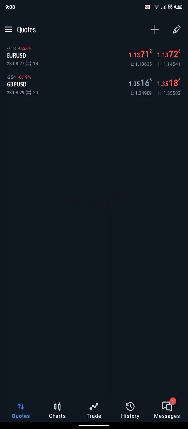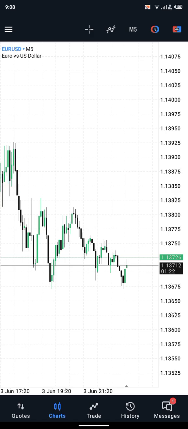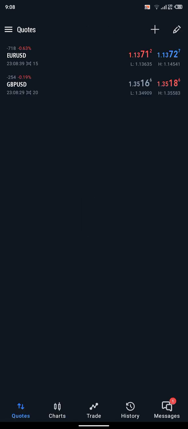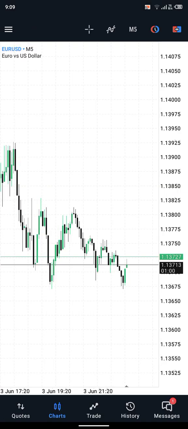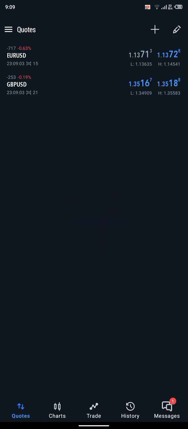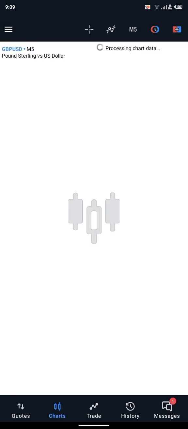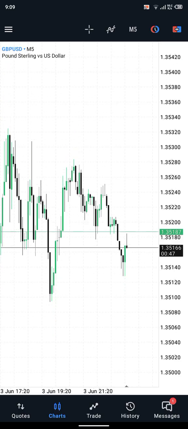So your chart, there are multiple ways you can come to this chart place. You can also just tap on any of the pairs and then this list will come out. You will see new order, chart, properties, depth of market, market statistics, simple view mode. Once I click on chart, it's going to automatically take me to the Euro USD chart. Same thing if I do it for GBP USD, I just click on chart. It's going to bring me to the GBP USD chart.